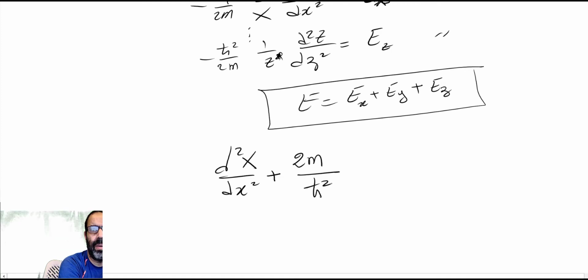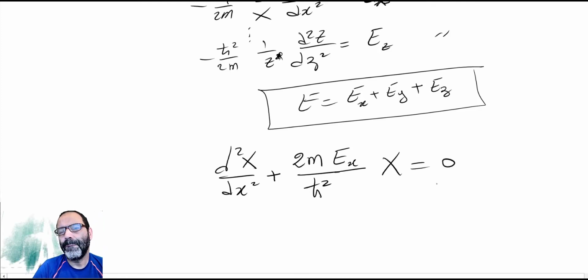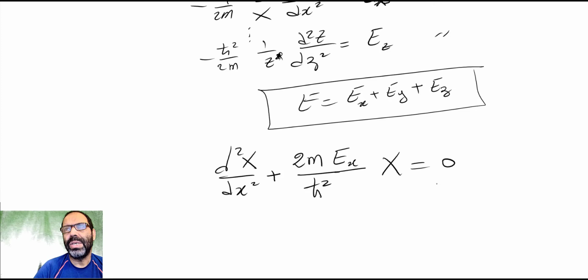over h bar squared times X times x is equal to 0. So the solution for this equation is that if we try the exponential of some number and then require it to vanish at the boundaries, similar to the problem that we did. This is identical to the problem we did in chapter 40 actually.